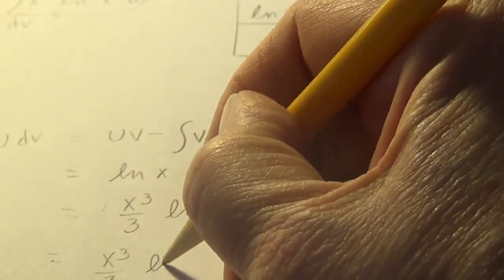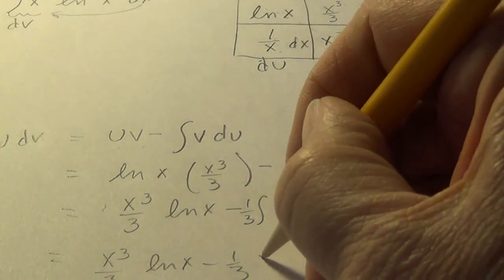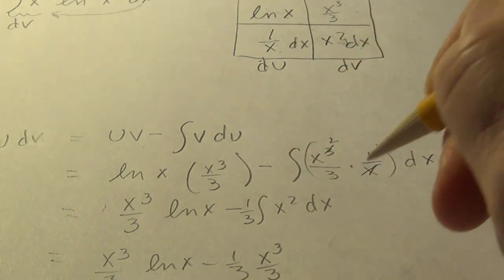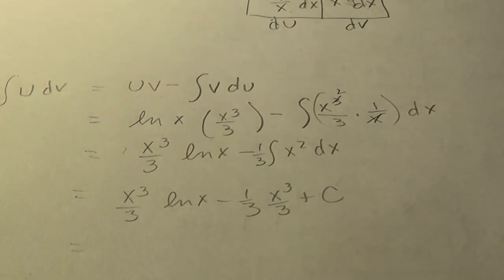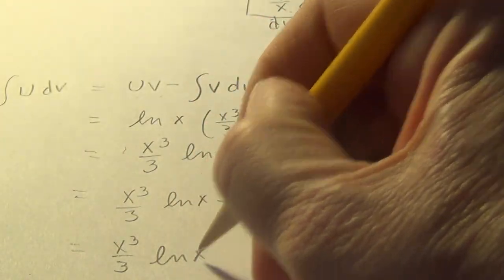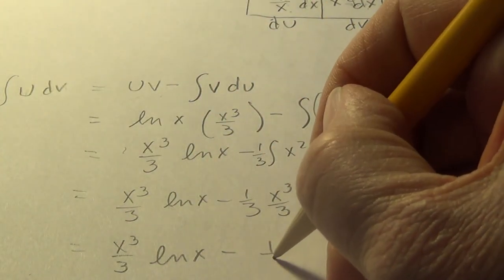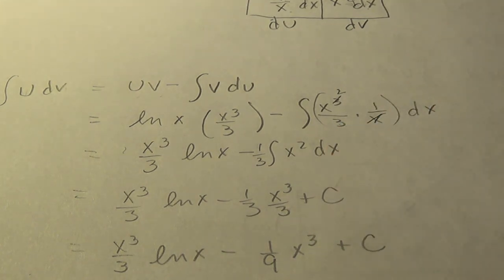All right, minus 1/3. The integral of x squared is x cubed over 3 plus c. So simplifying everything, our last step, x cubed over 3 ln of x minus 1/9 x cubed plus c.